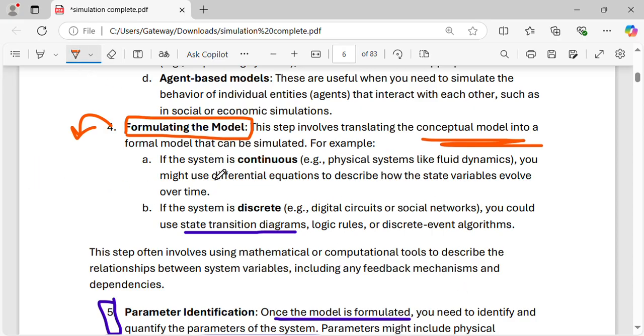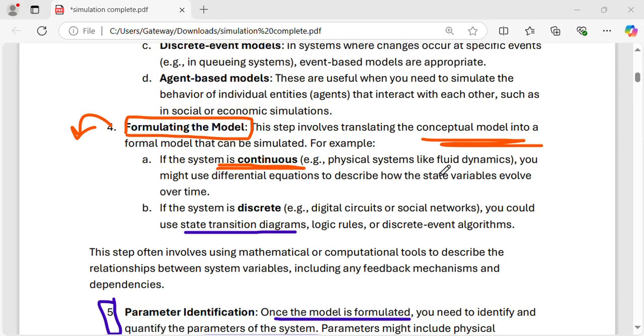So say if the system is continuous, changing at regular intervals, then I would need to use equations to see how the state variables are changing. If the system is discrete, like social networks or digital circuits, then I would use state transition diagrams, logic rules, or discrete event algorithms to specify and formulate the model, right?